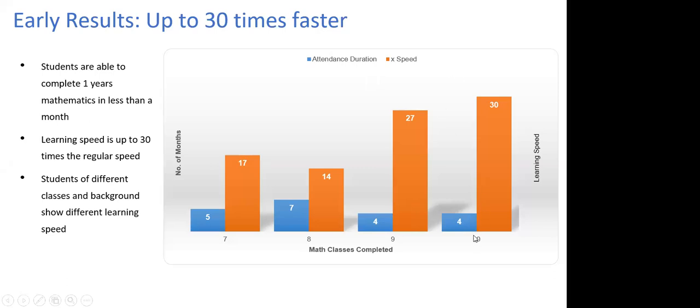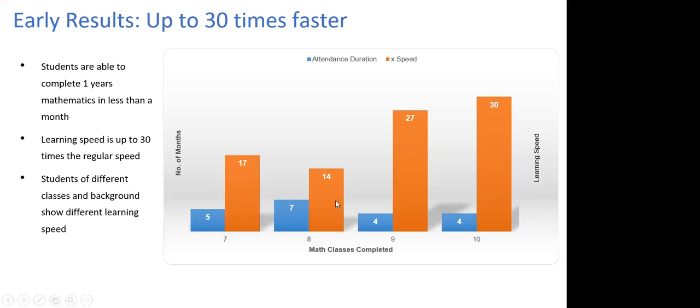In class 10, again, we see a student took about 4 months to complete 10th-year mathematics, and their learning speed is about 30 times the regular learning speed. This data is not linear or consistent, based upon the sample that we have collected and the students who have joined. We don't have a large sample here. We have only about 94 students now, and the data we have collected was about some 20 different students of the past year, not the current year. So this is the kind of finding that we get.